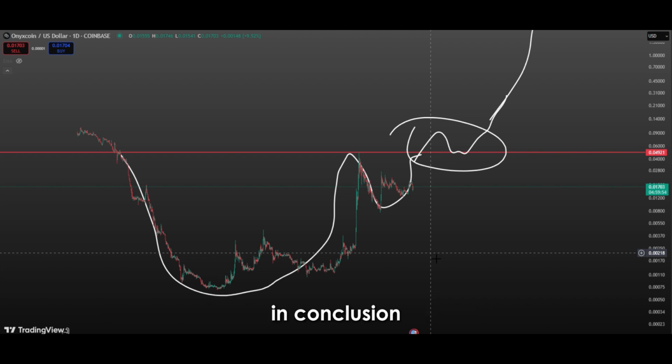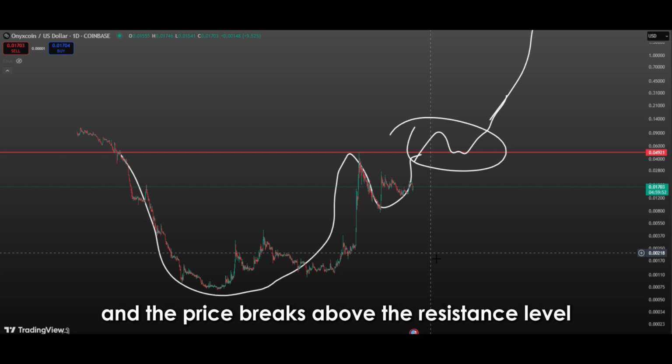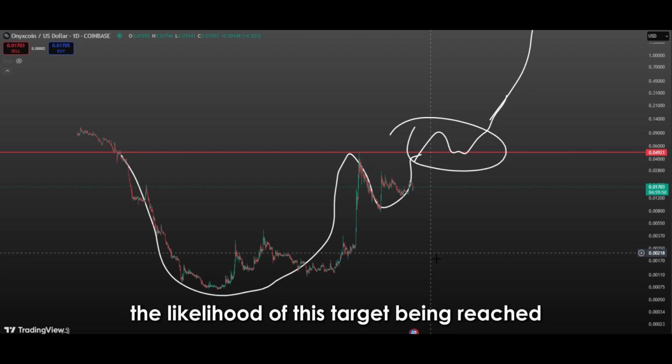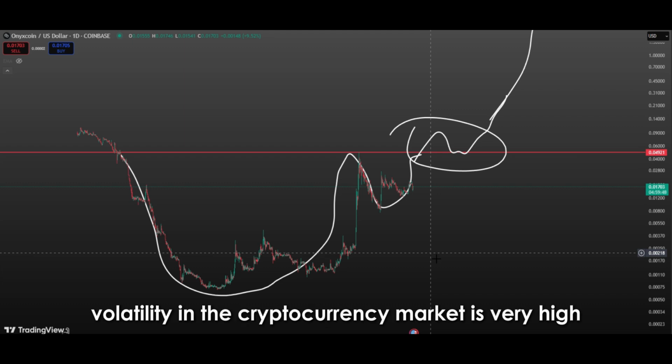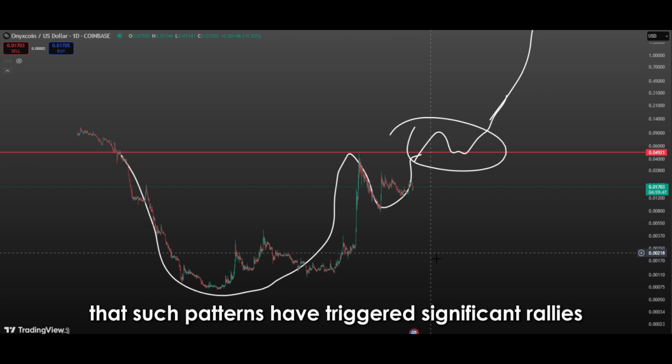In conclusion, when the cup and handle pattern is completed and the price breaks above the resistance level, the target is assumed to be at a level equal to the depth of the cup above the breakout point. The likelihood of this target being reached in the medium to long term is quite high. Of course, volatility in the cryptocurrency market is very high, but historical data shows that such patterns have triggered significant rallies.